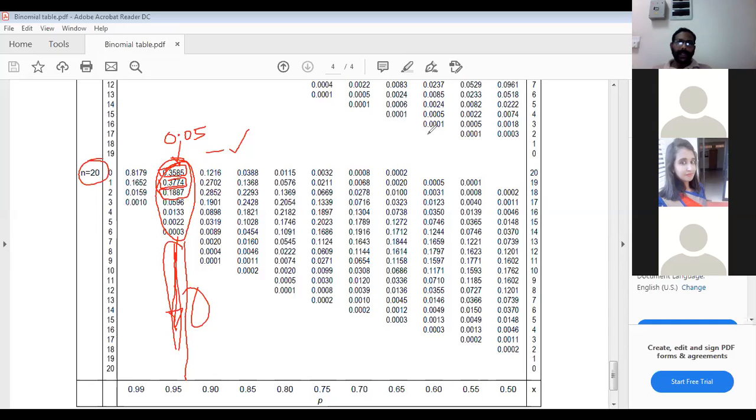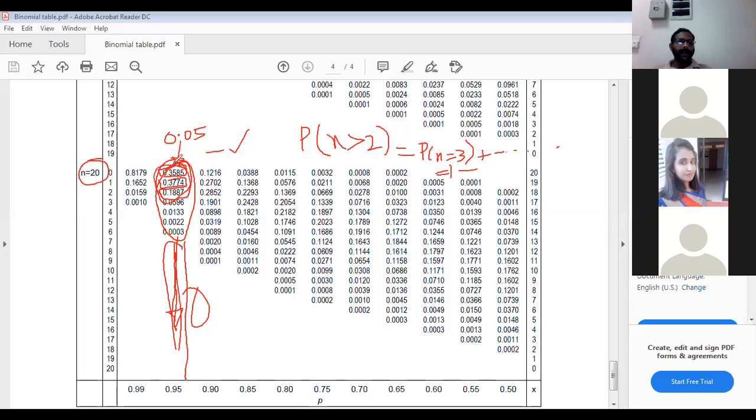If I ask another question, what is the probability of x greater than or equal... in the same question, if I ask what is the probability of x greater than 2, what will you do? We already know this value for 2 and less than 2. So we are asking for the probability of x equal 3 plus the probability of x equal 4 up to x equal 20. So we can say that is 1 minus this value.